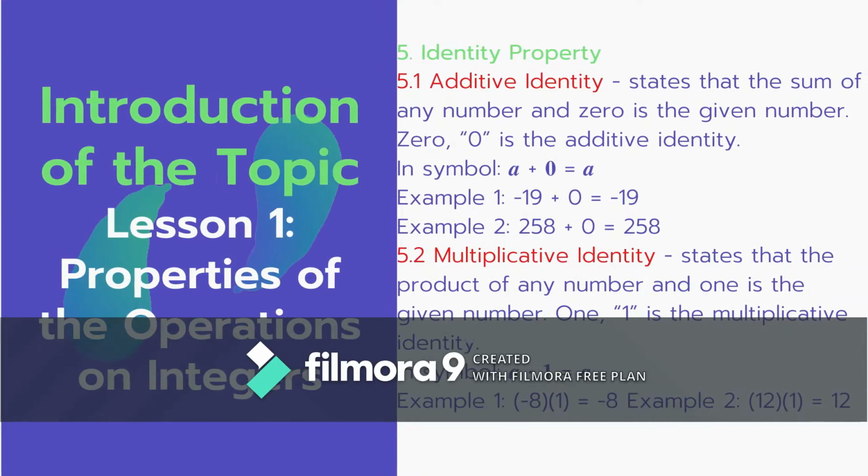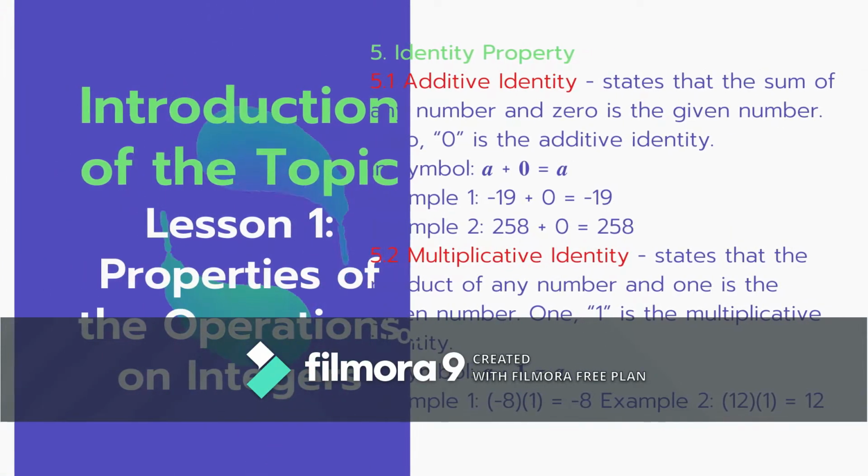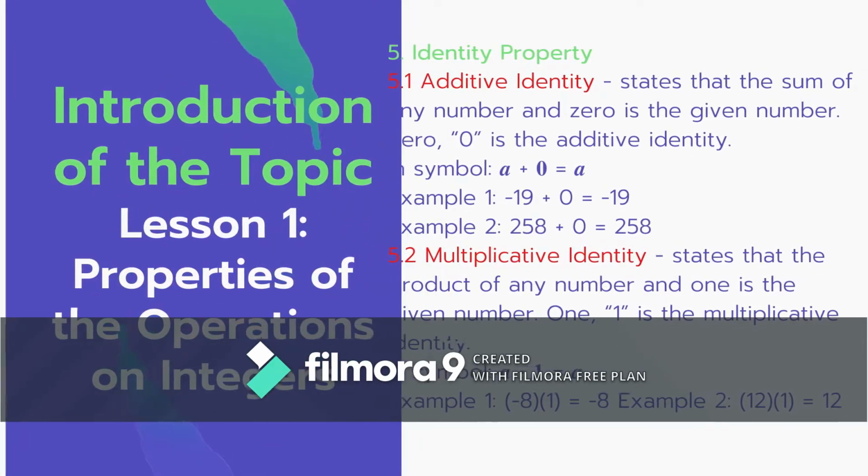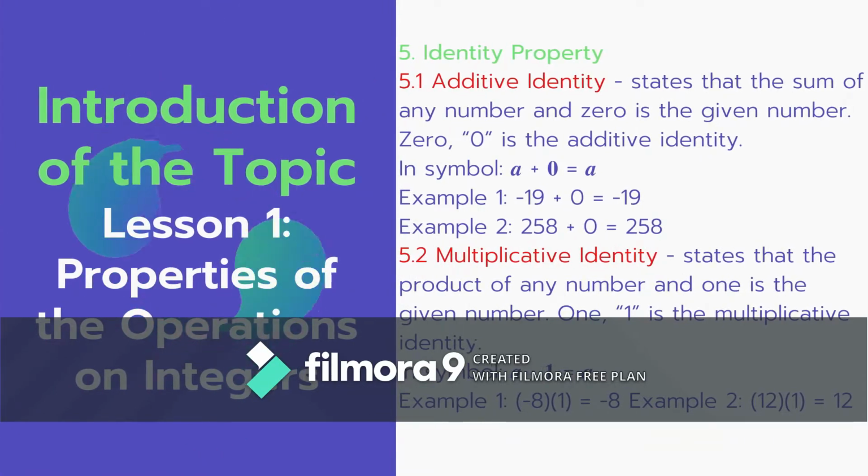Identity property. Additive identity states that the sum of any number and 0 is the given number. 0 is the additive identity. In symbols, a plus 0 is equal to a. Multiplicative identity states that the product of any number and 1 is the given number. 1 is the multiplicative identity. a times 1 is equal to a.